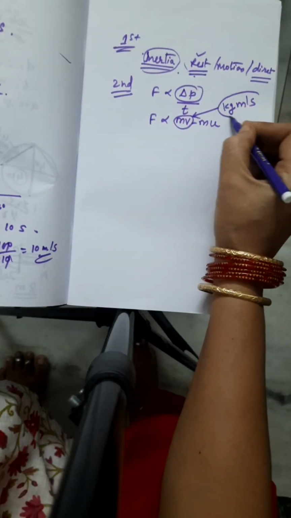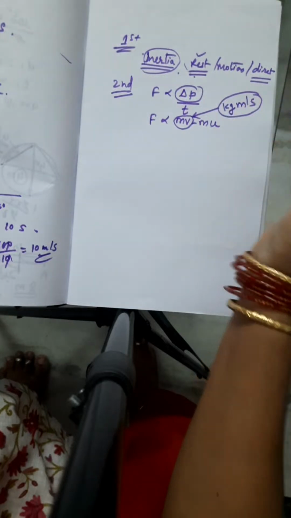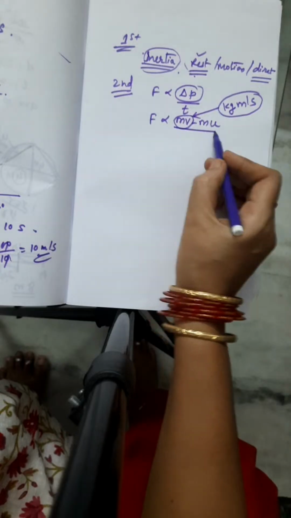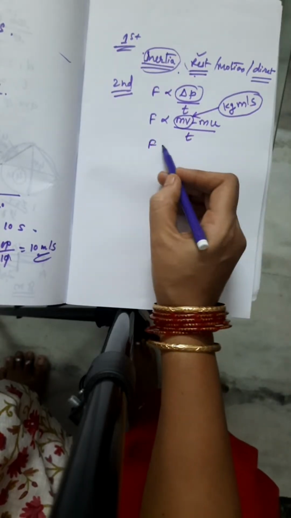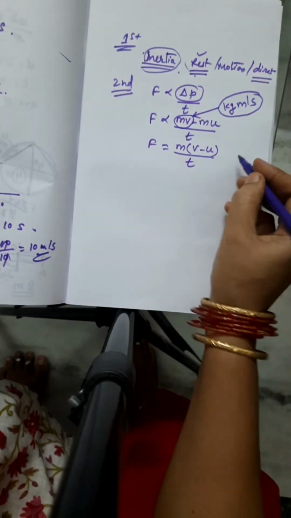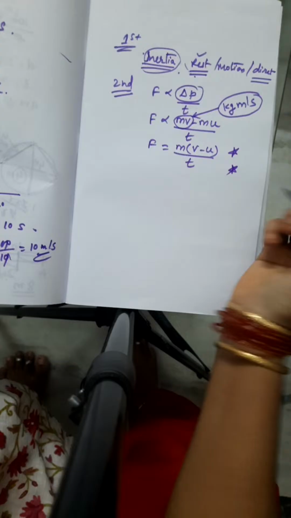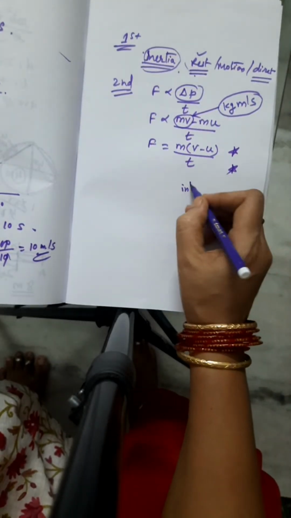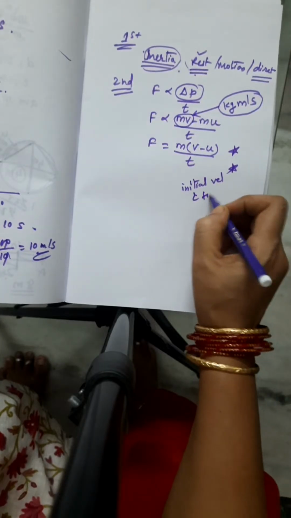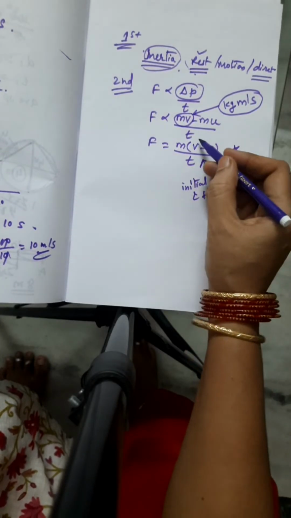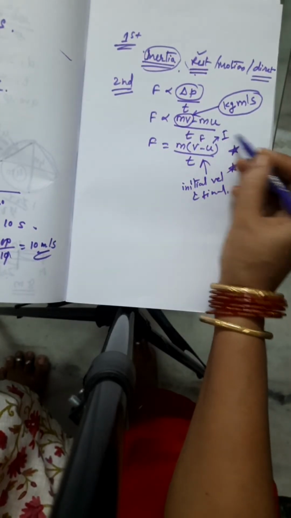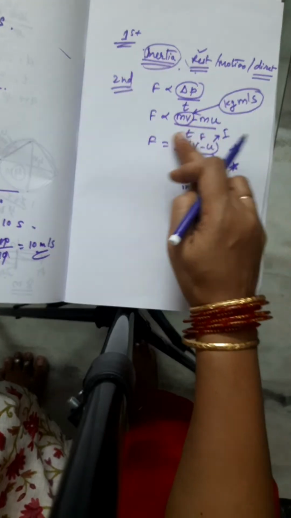This can be another bit: what is the unit of momentum? Force is change in momentum, so it's mv minus mu with respect to time. Thus F is equal to, taking m common, m(v minus u)/t. They can ask two kinds of questions here. If they give initial velocity and final velocity, use this formula, as v is final and u is initial. When they give initial and final velocity, you use this formula.